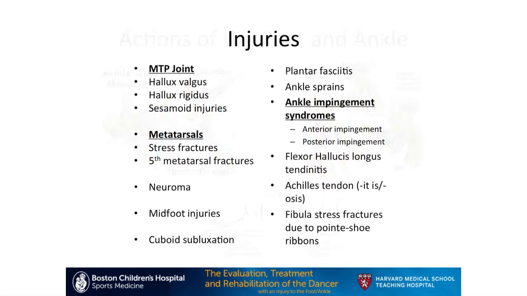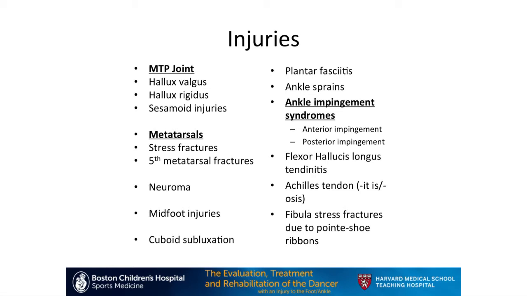And there are a variety of injuries that a dancer can have, and I do not have enough time today to go into extreme detail with every single one of them. But they can start right at the MTP joint. You can sprain the MTP joint. You can develop a bunion at the MTP joint. You can have arthritis at the MTP joint. You can have sesamoid injuries. The metatarsals, you can have stress fractures, traumatic fractures. You can even have neuromas, which are these thickenings of the nerves in the foot that can give you symptomatology. You can have midfoot sprains, midfoot fractures, cuboid subluxations, cuboid fractures, plantar fasciitis, and the list goes on.